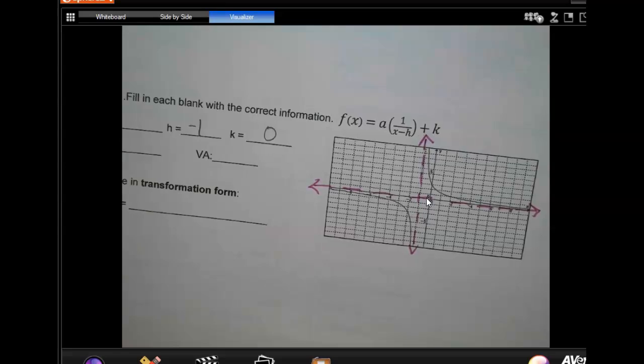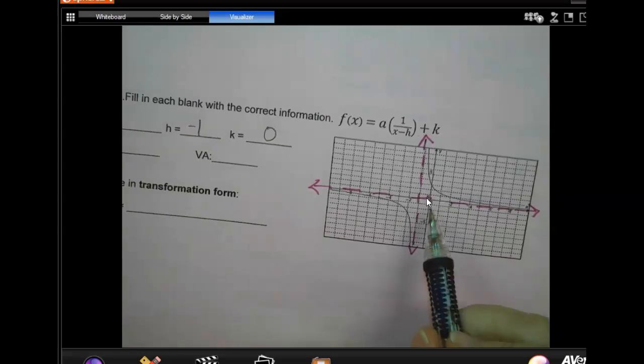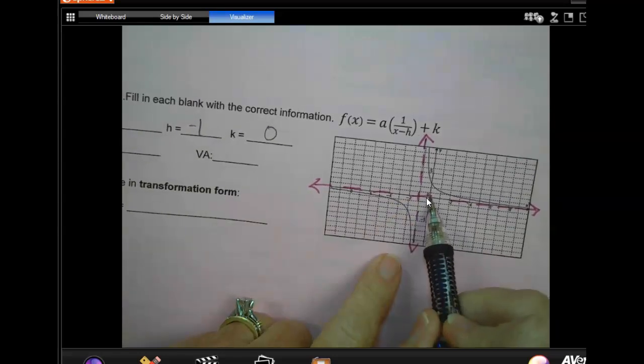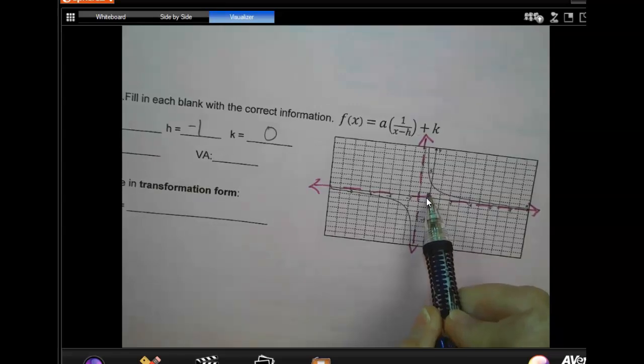Okay. The next thing you're going to do is this. We're going to go over 1, and then it's supposed to be at 1, but it's not. So we're going to count from here up. 1, 2, 3. So that means my A is 3.